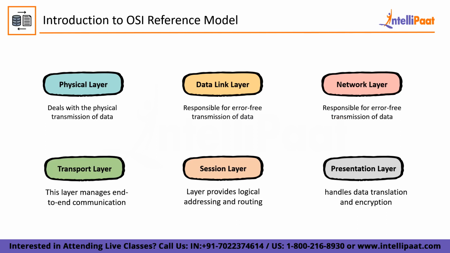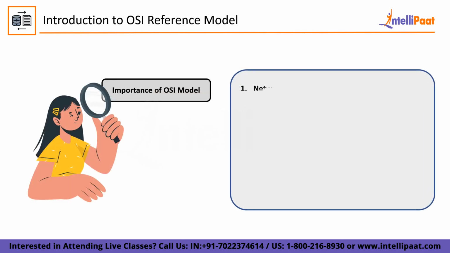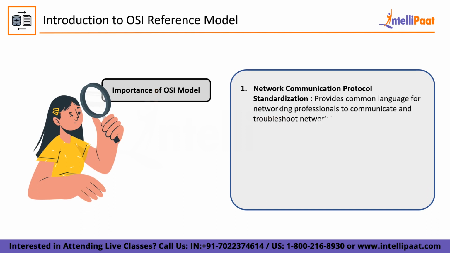The final and seventh layer is the application layer, which provides services to end users. This includes applications such as web browsers, email clients, and other software that users interact with directly. The application layer communicates with the lower layers of the OSI reference model to ensure that data is transmitted correctly and efficiently. The importance of the OSI reference model lies in its ability to standardize network communication protocols.